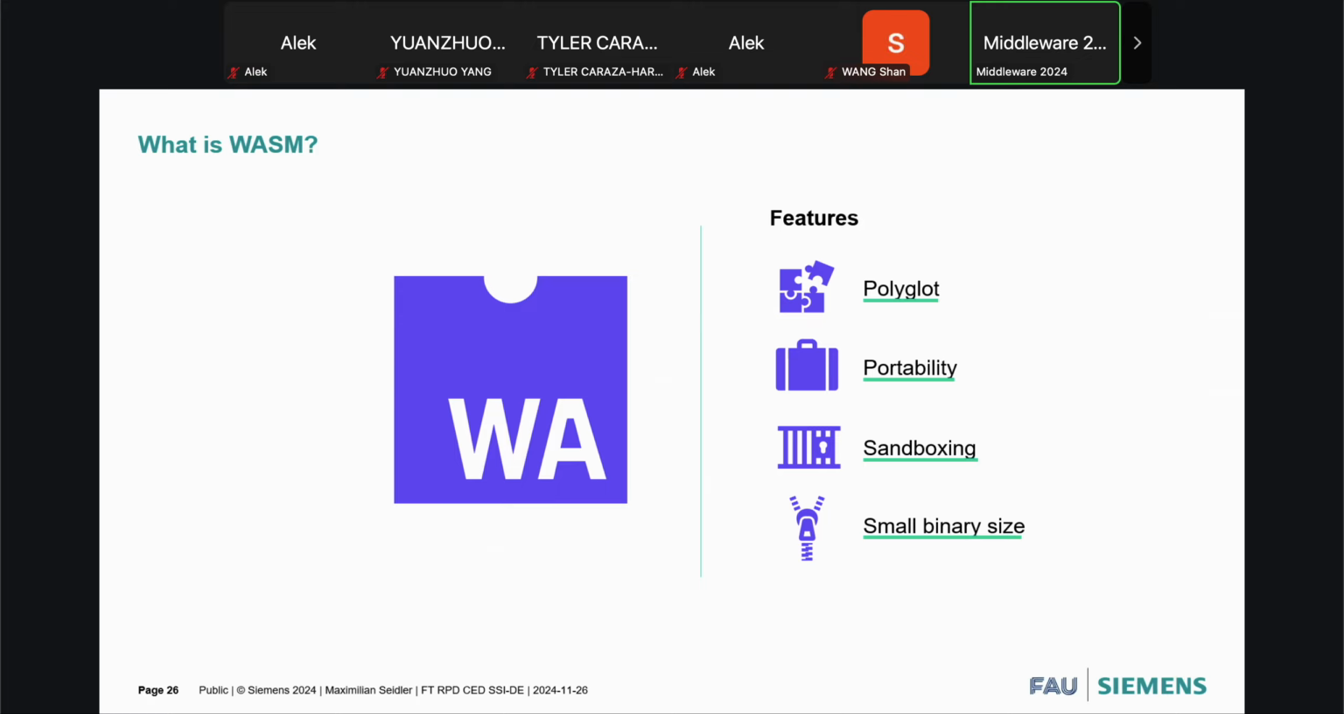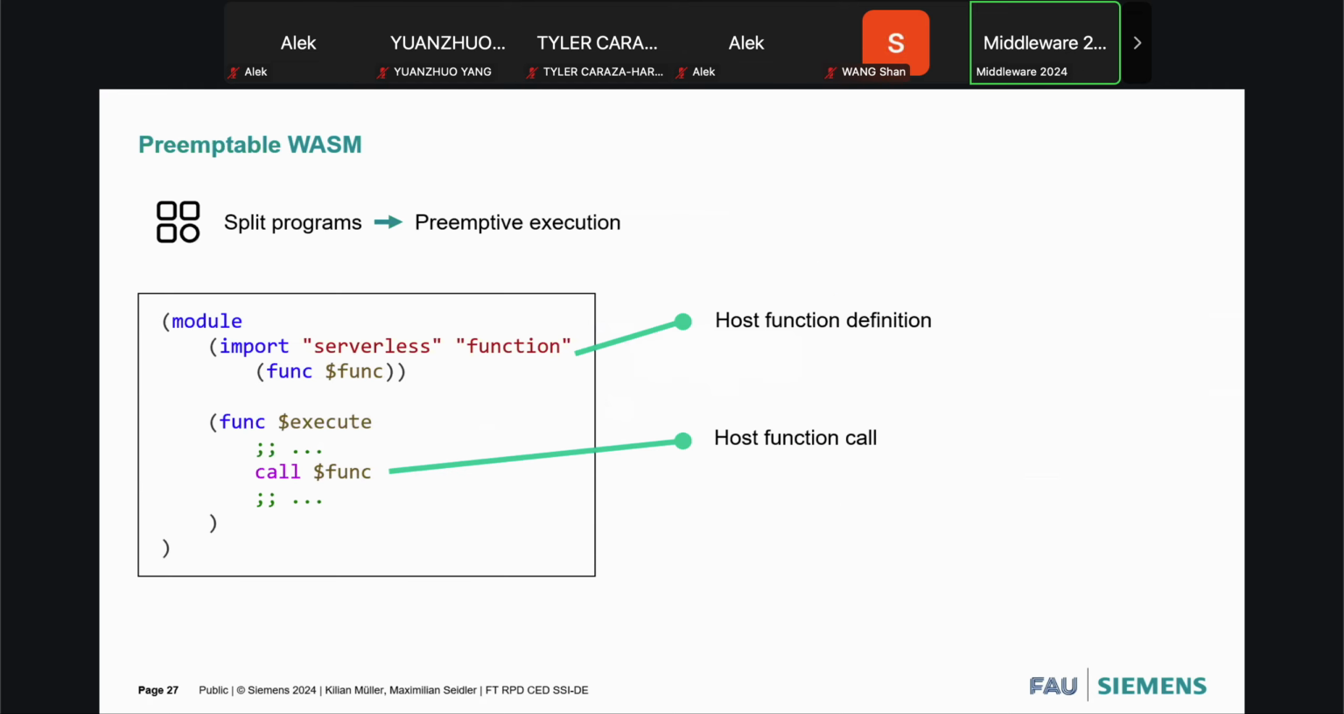But there is one thing that is missing. When we want to split programs into smaller programs, then we somehow have to transfer control flow to the other programs. And that means we need some kind of preemptive execution. That is not that hard if you're not on a constrained device, but as we're on IoT nodes, we cannot use multiple runtimes at the same time. And that is where we use WebAssembly's import feature. That means we can import those functions and execute them at any time.